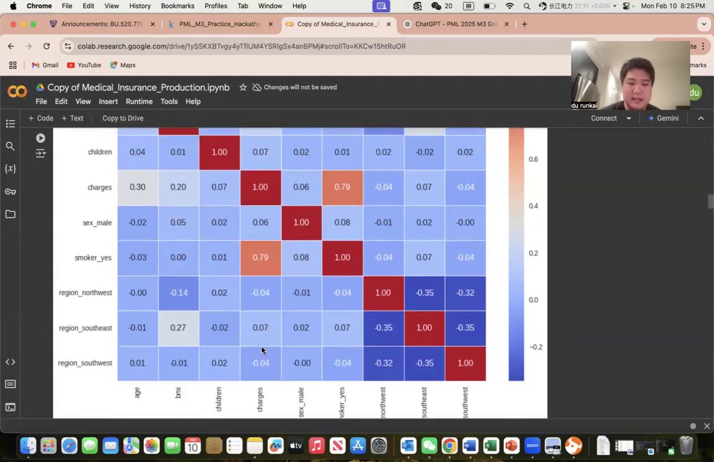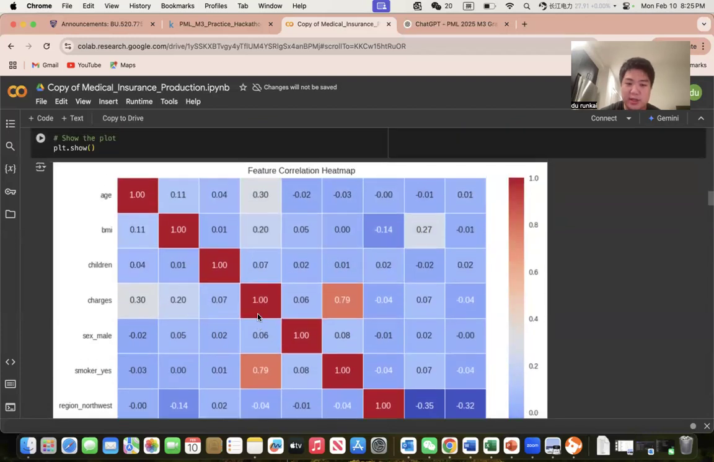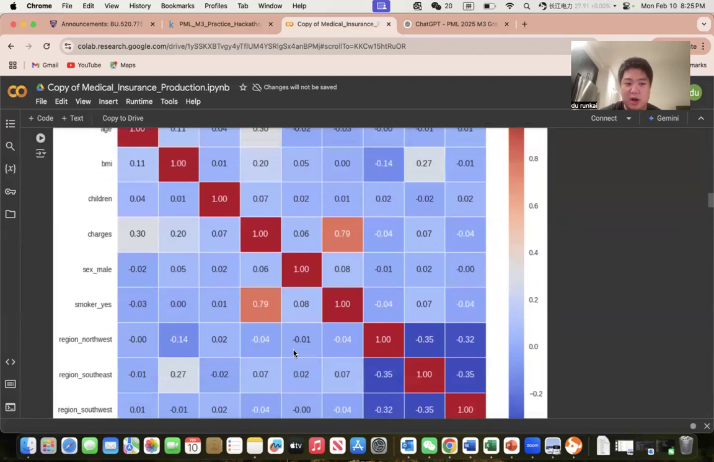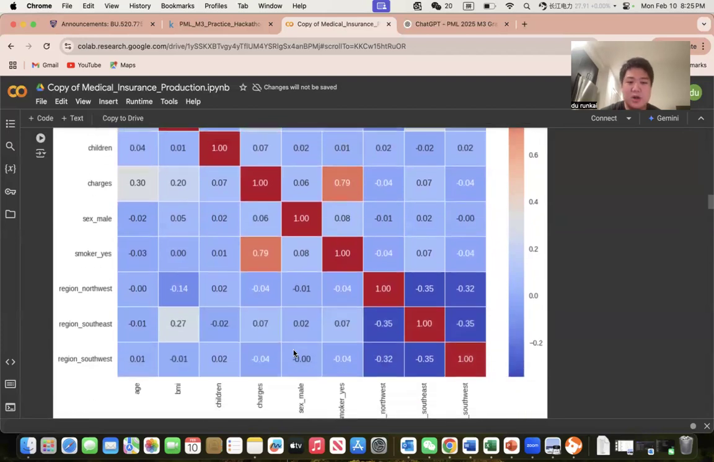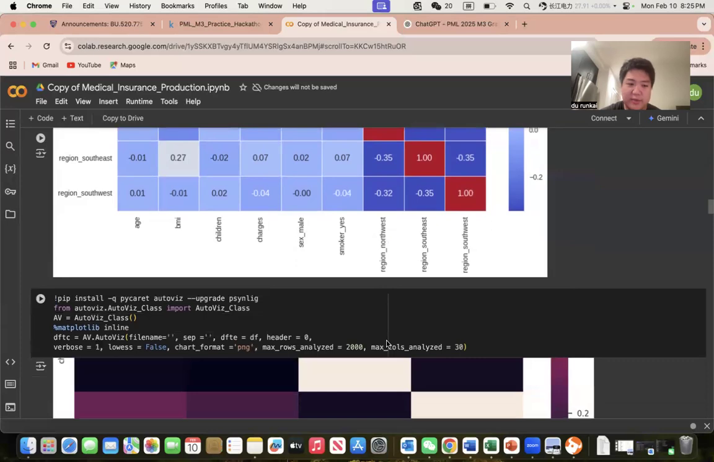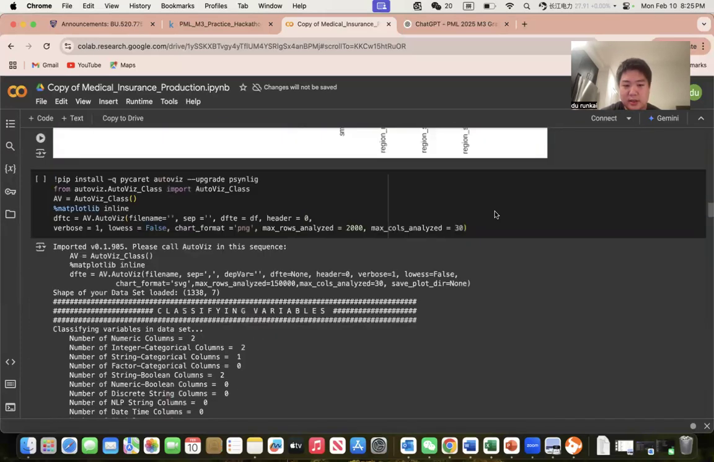And same as here, with a higher BMI, the charge will increase. The higher the age, the charge will increase. For the others, there is no obvious correlation between them. Even though there is some negative correlation with the region, the region cannot become a very essential element in the machine learning. So let's begin the next part.